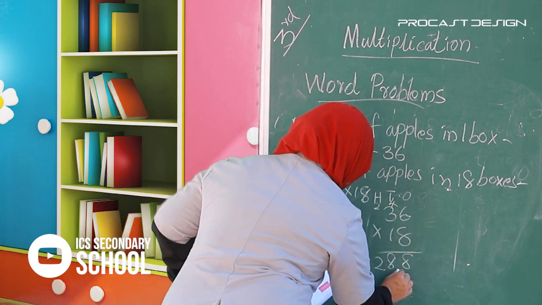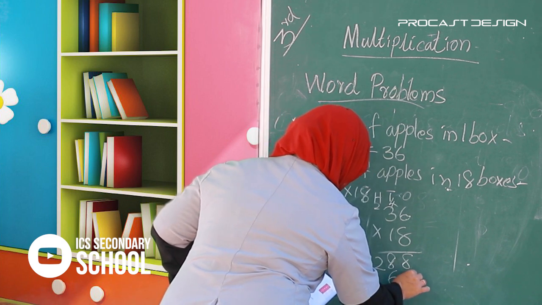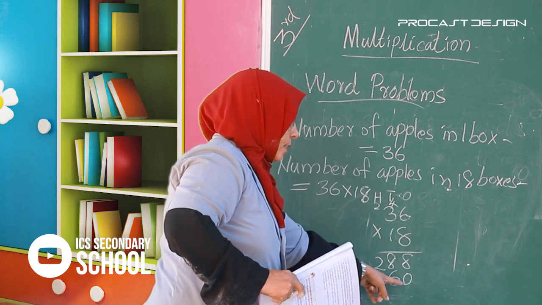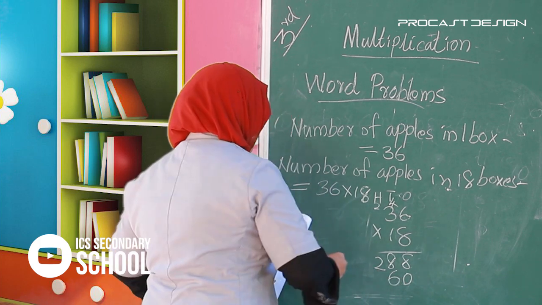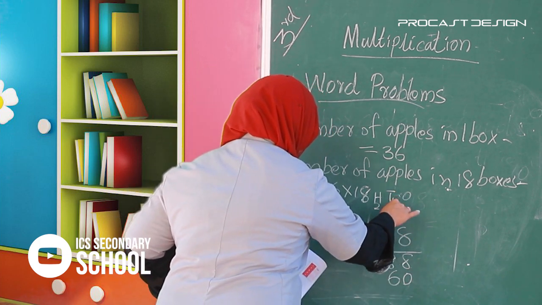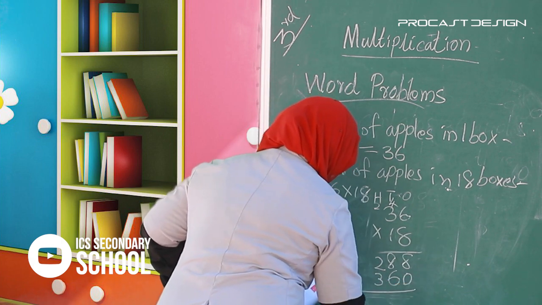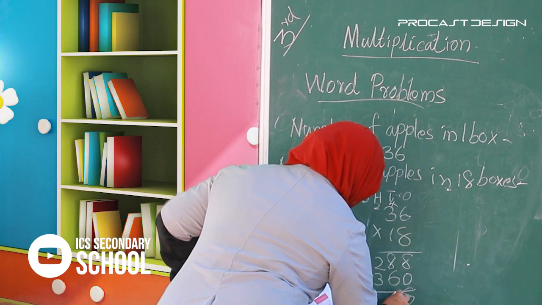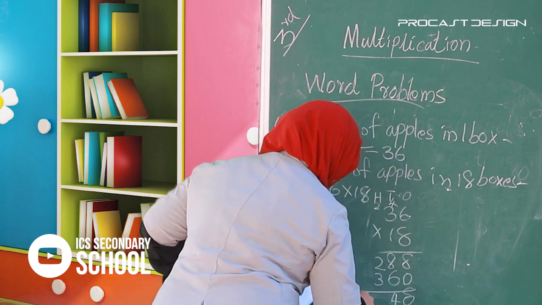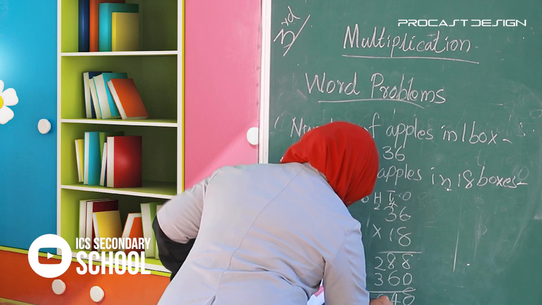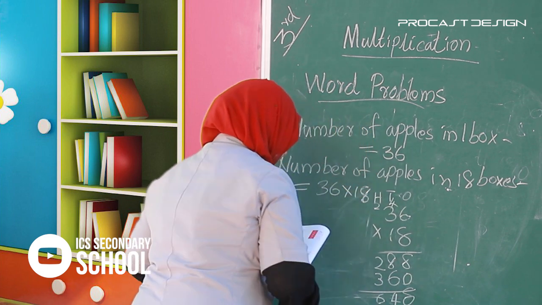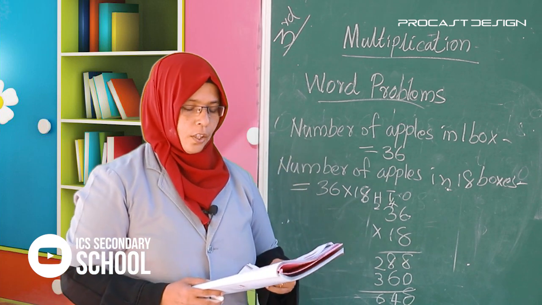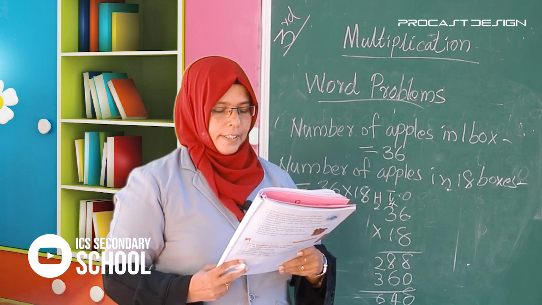1 into 6. There is no number, this is the tens place number. 1 into 3 equals 3. So the answer is 648. Okay, all of you listen here.